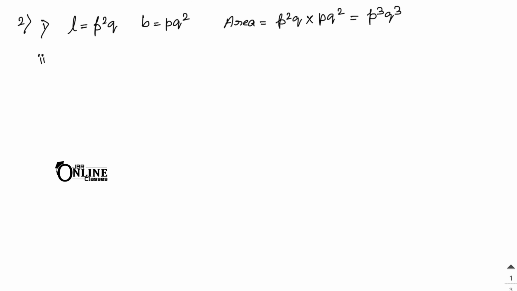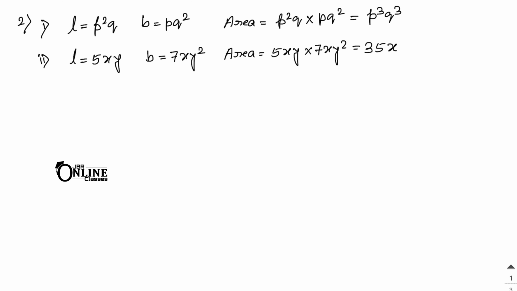Now next one, number 2. In number 2 you have length as 5xy and breadth as 7xy square. So here area equals again length into breadth. So you can write 5 into 7 is 35, x into x square and then y cube as your answer.